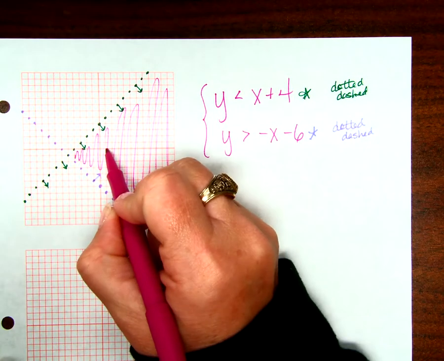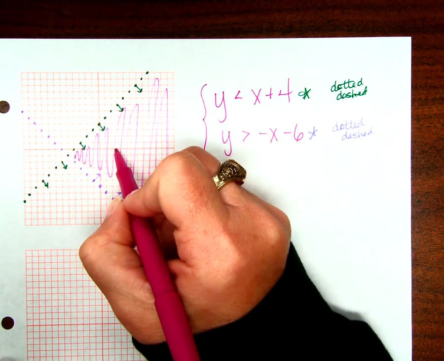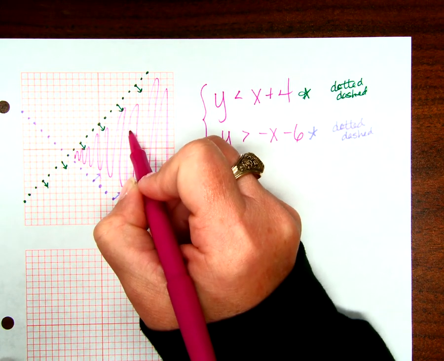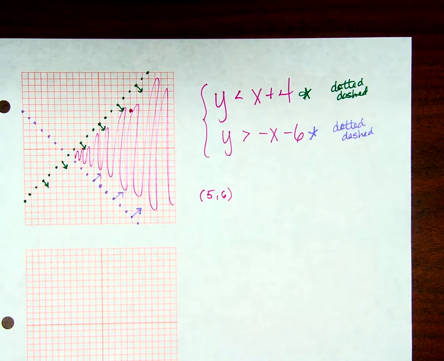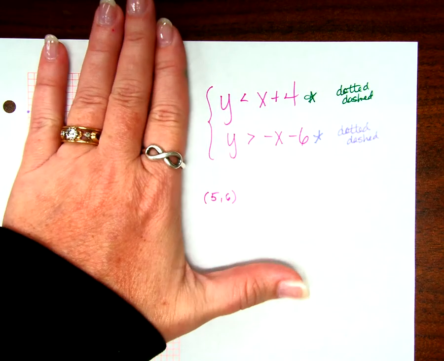So I could say 1, 2, 3, 4, 5. 1, 2, 3, 4, 5, 6. Is that in the shaded area? Yeah, so is it a solution? Yes. Could I do it without the graph?